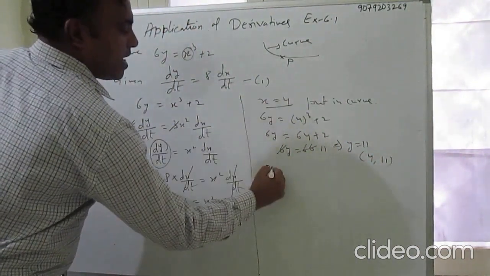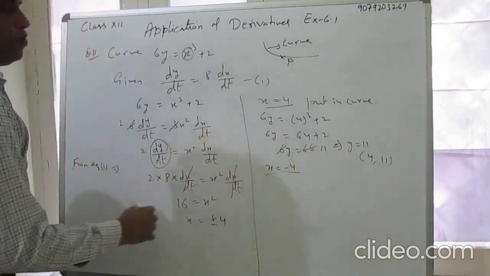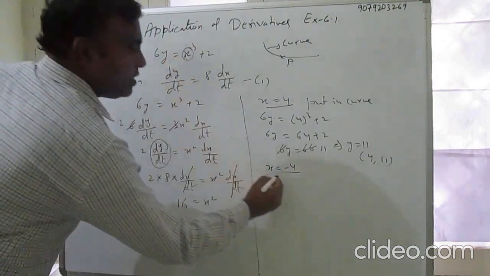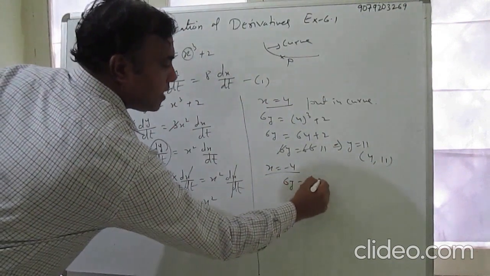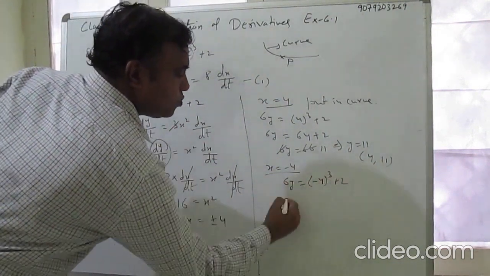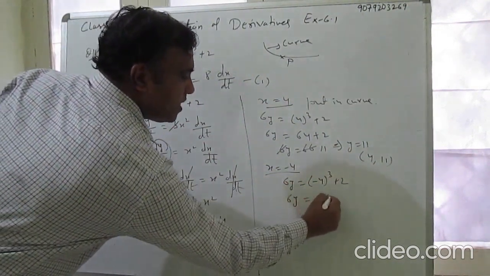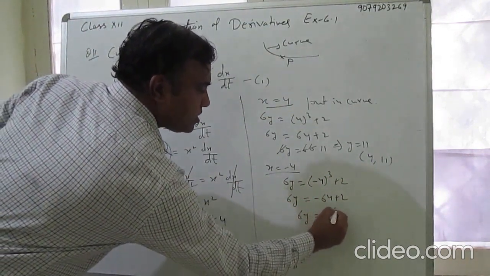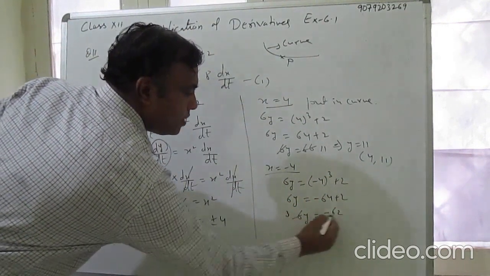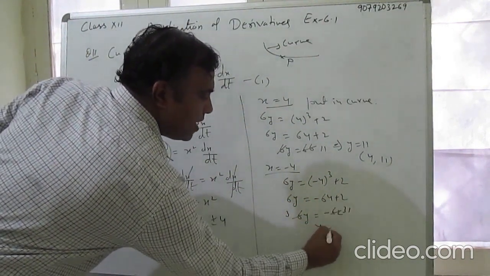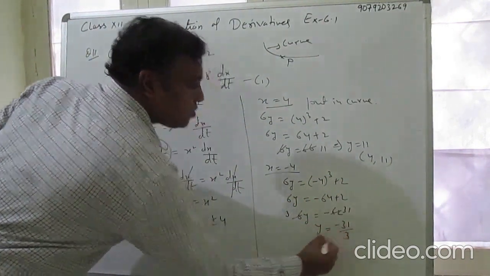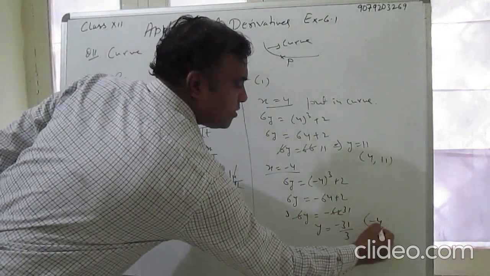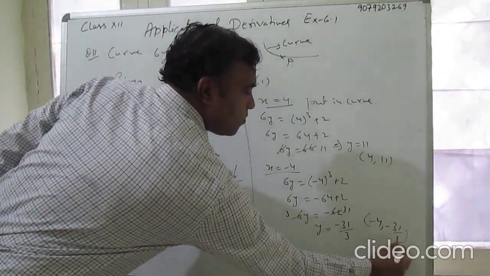If I take x is equal to minus 4 and put it in the curve again, 6y is equal to minus 4 cube plus 2. 6y is equal to minus 64 plus 2. 6y is equal to minus 62. Cut with 2, 3 minus 31, y is equal to minus 31 upon 3. Another point is (minus 4, minus 31 upon 3).